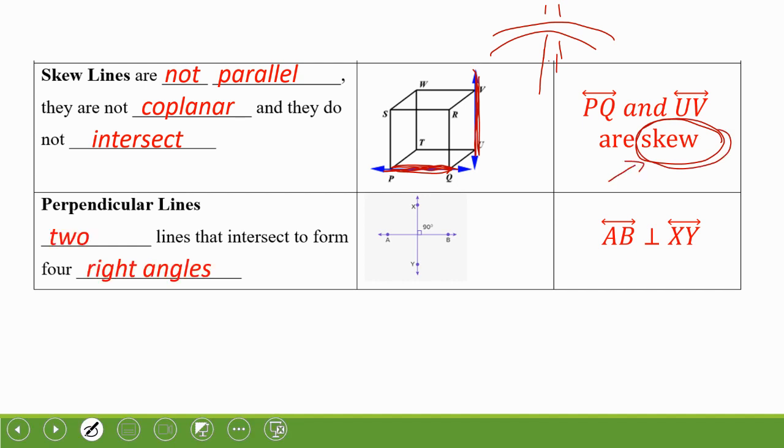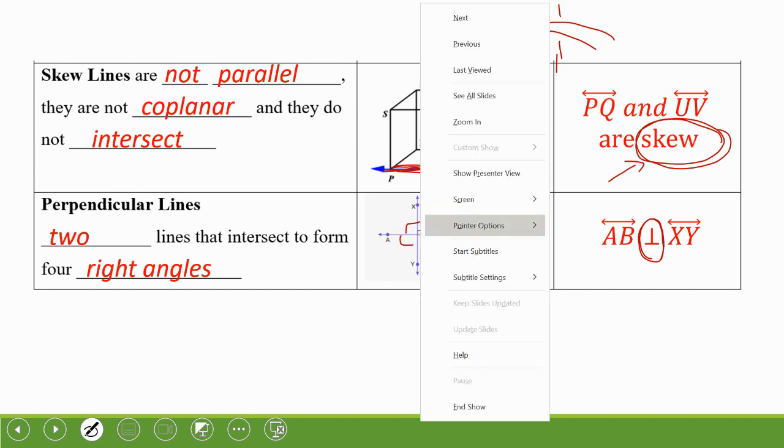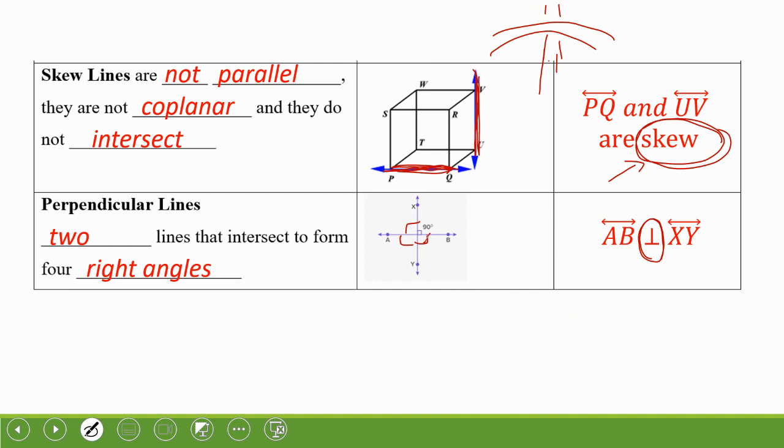And then perpendicular lines, hopefully we know this already. This is our symbol for perpendicular. They intersect to form four right angles. So if you want to put in some more boxes, technically, all of those are 90-degree right angles.